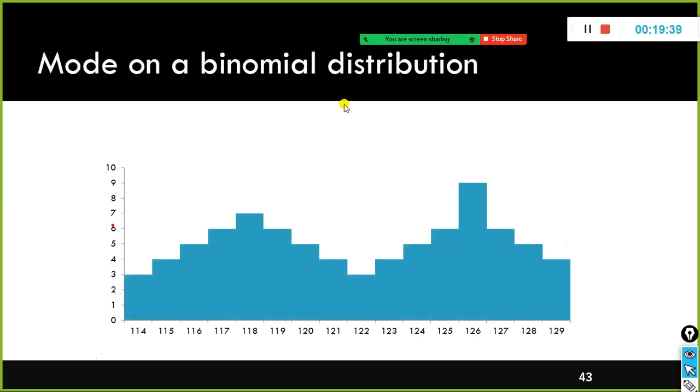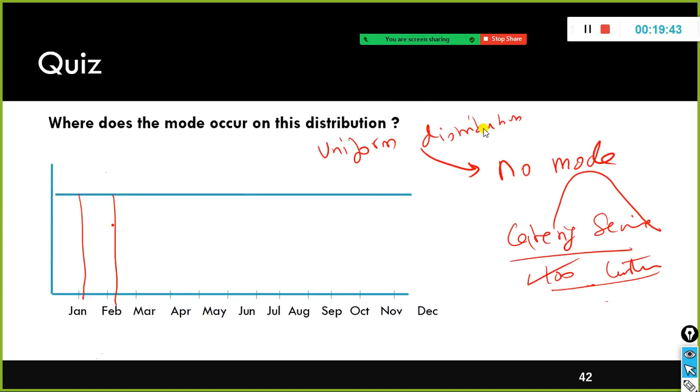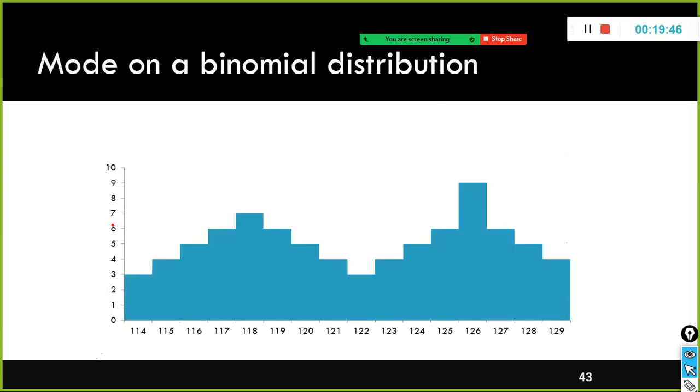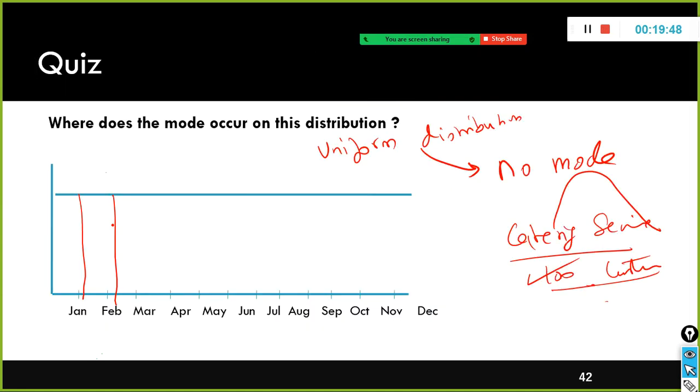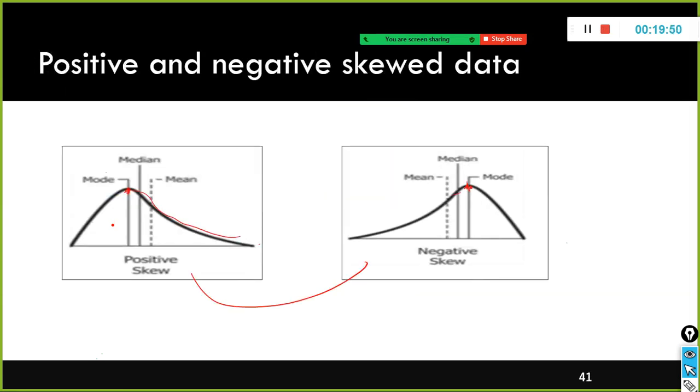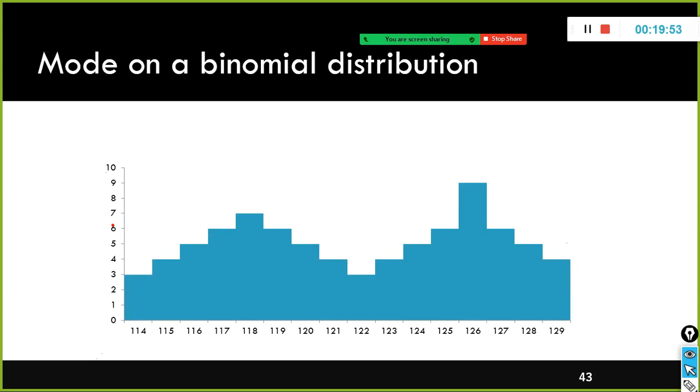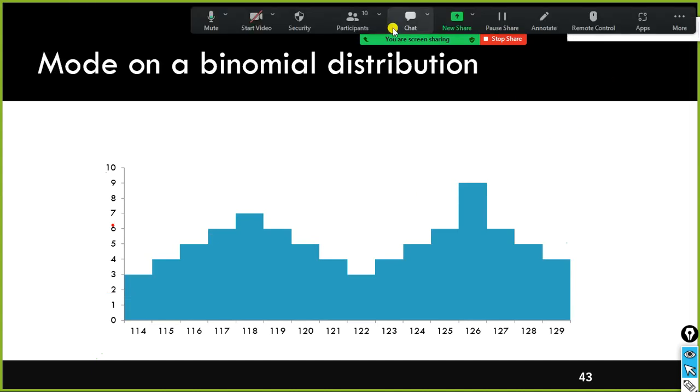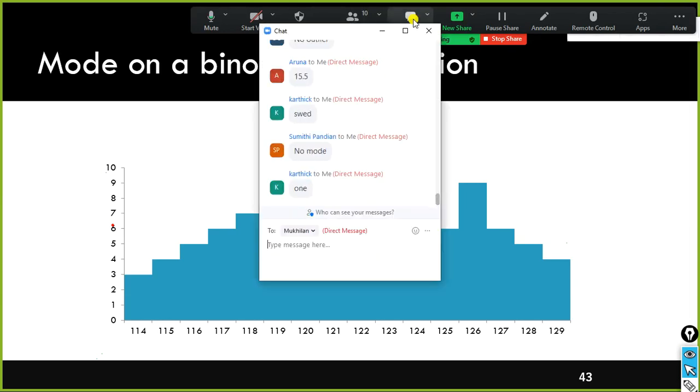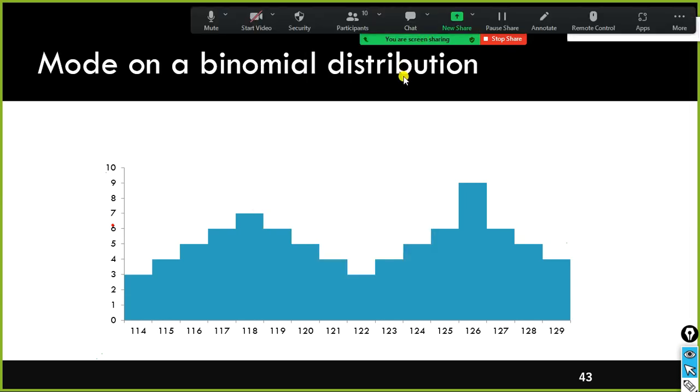So the next one is the binomial distribution. We discussed normal distribution, uniform distribution, and negatively skewed and positively skewed data. The next one is the binomial distribution. How many modes are there here? Let me see how many of you can answer it correctly. What is mode? The most frequently occurring value. How many modes are there? We have two modes. I gave you a clue. No, Karthik, we have two modes.